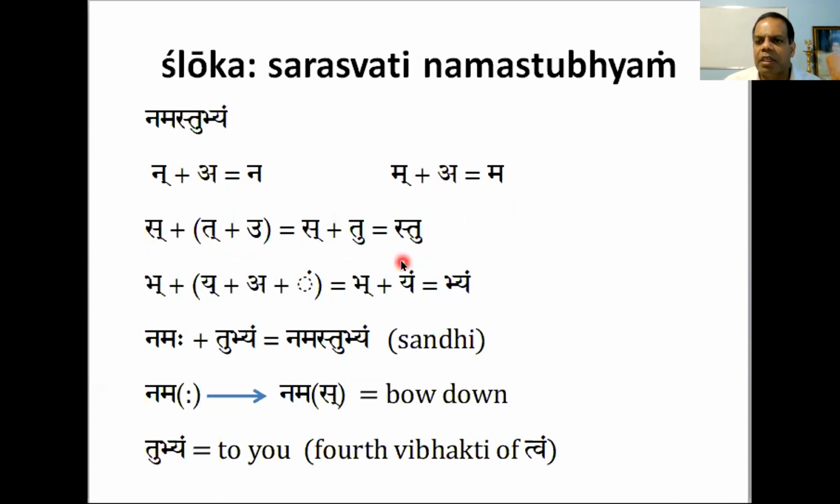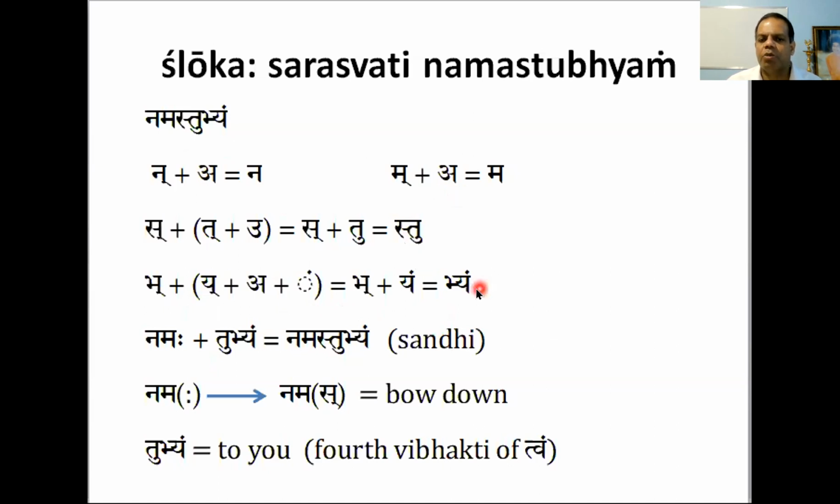You can see the Sa is cut into half, and the left part of the Sa is joined with Tu. Stu. The next one is also a compound consonant, Ub, Ya, Ubhyam. Look at the Ub, which is the fourth letter in the Pa Varga, to Bhyam. That's the way you should pronounce. Ub plus E plus A plus Anuswara, which is the dot at the top, gives you Ub plus Yam. Ub, Yam gives you Bhyam. Okay, Namastubhyam.